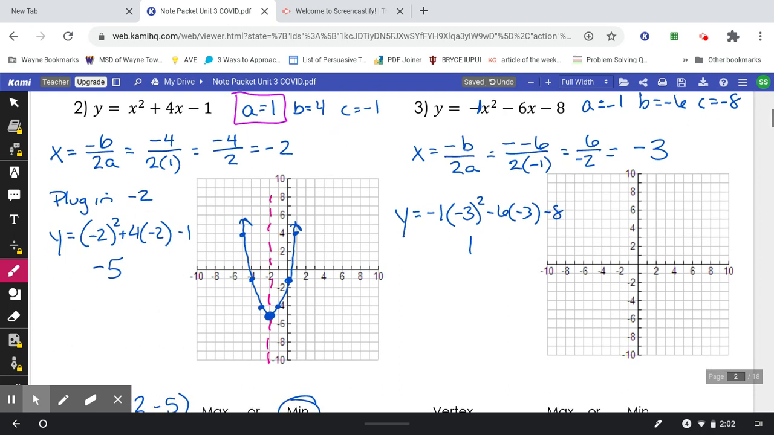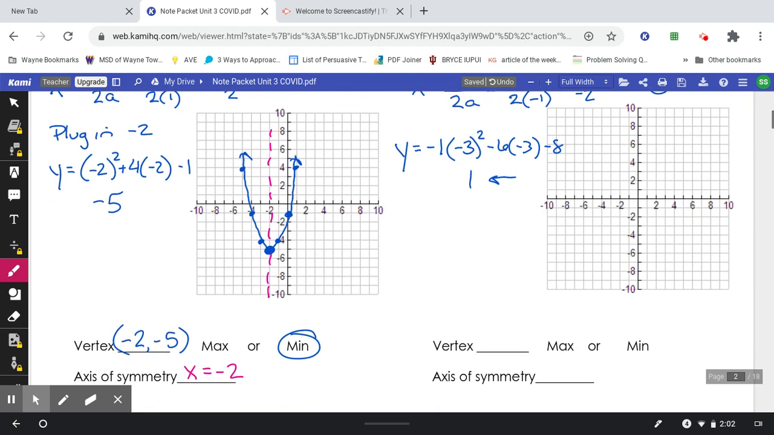So my vertex is going to be whatever number I got right here and whatever number I got right here. So it's negative 3, positive 1. I'll plot that point right here.